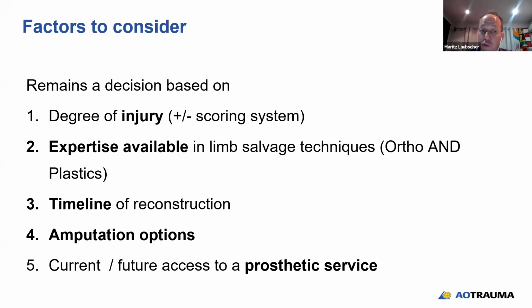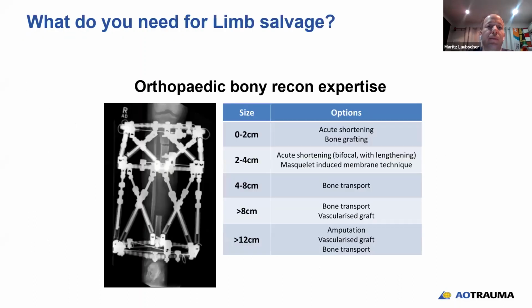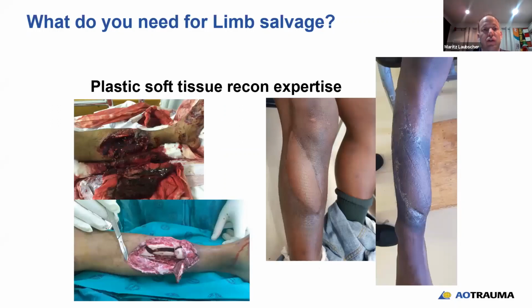You need to take into consideration the amputation options. In other words, a below knee option would be a better amputation option than an above knee. And then also you need to look at the patient's access to a prosthetic service, because if there's no access to a prosthetic service, then any residual limb might be better than no residual limb. So from an orthopedic point of view, you need to have the expertise to reconstruct a bony defect, and there are various techniques depending on the size. From a plastic surgery side, you need to have access to microvascular and flap surgery to reconstruct soft tissue defects, to salvage limbs.